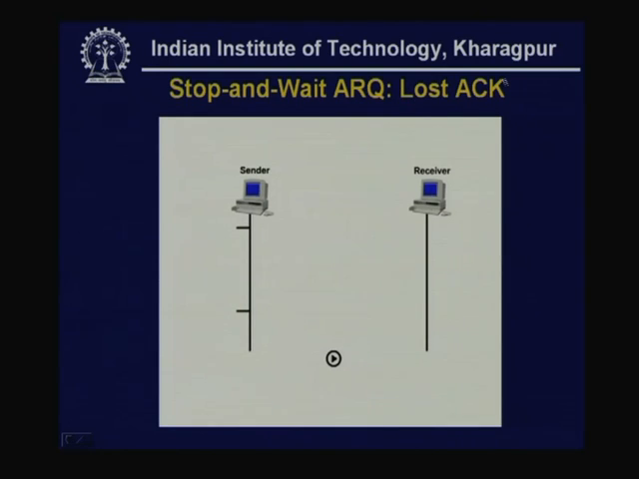Now, let us consider the case of a lost acknowledgement. In the previous case we have seen the lost frame, but here we see the lost acknowledgement. So, the frame is reaching without any problem, but the acknowledgement is lost, the timer is proceeding, and as the timeout is reached, again frame 0 is sent. So, this is how retransmission takes place in the case of the stop and wait ARQ technique.